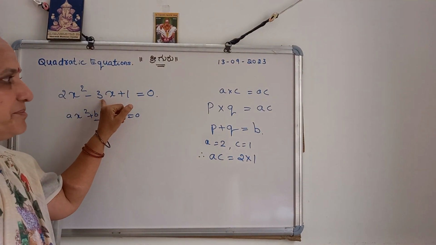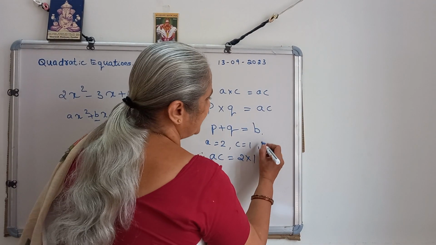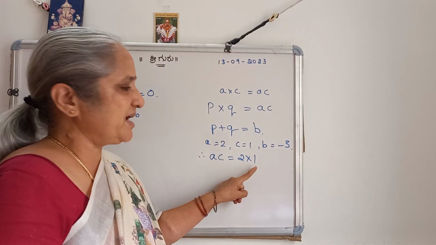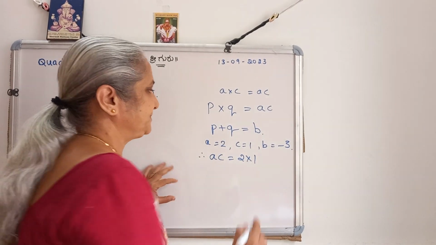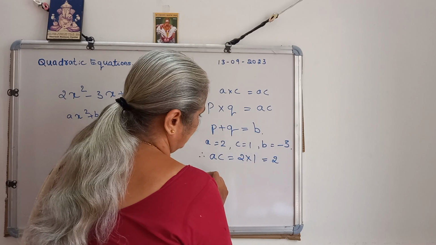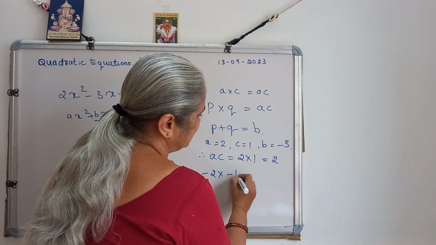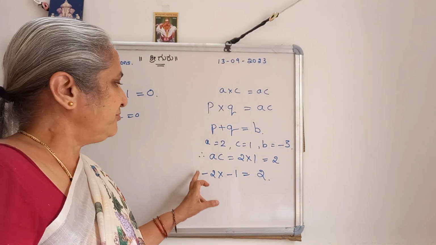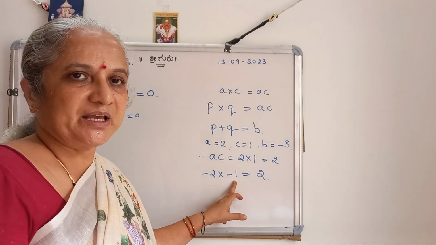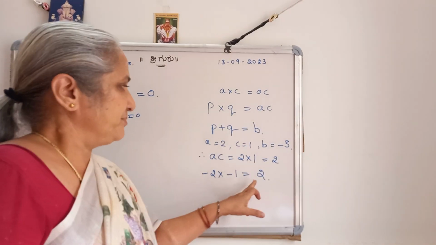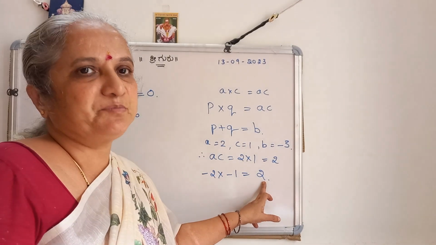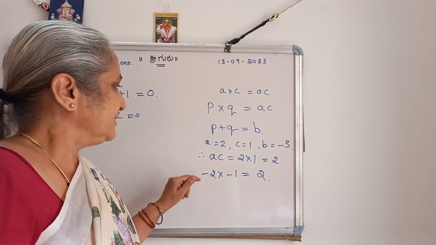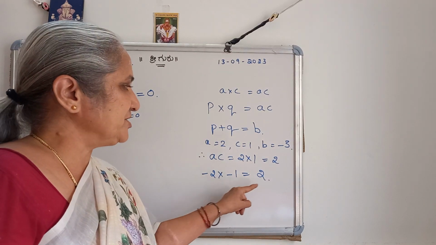That is the middle term b. Here b is equal to minus 3. Minus 2 into minus 1 gives you 2 only. Minus 2 into minus 1 gives you 2 because while multiplying, if both the numbers have the same sign, then the sign of the product will always be plus. Same sign, plus. Therefore, minus 2 into minus 1 is equal to 2.